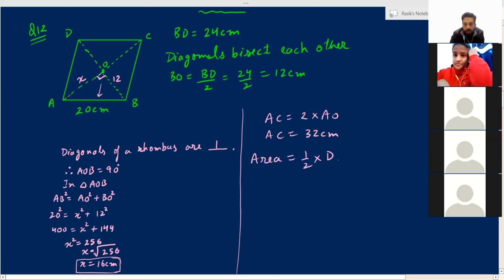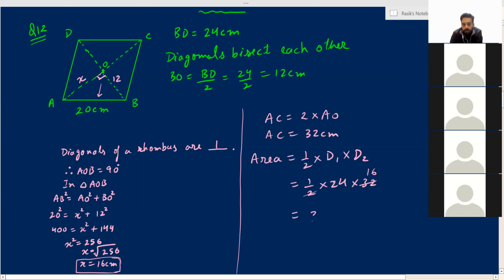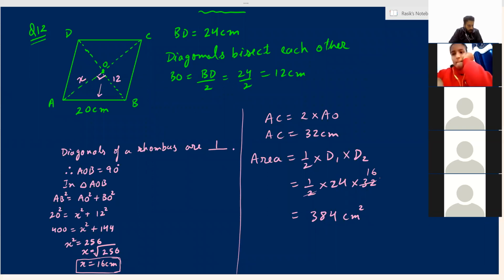Half into D1 into D2. Diagonal number 1, that means BD, given 24. D2, that is AC, 32. So half into 24 into 32, which is 24 into 16, 48, 96, 192, 384 centimeters square. This is the area of the rhombus. Got it, everyone? Yes, sir.